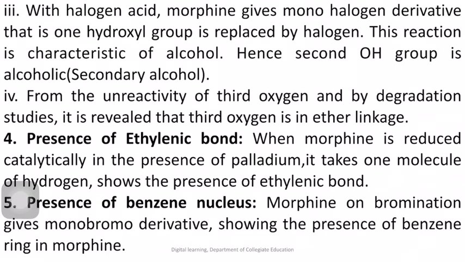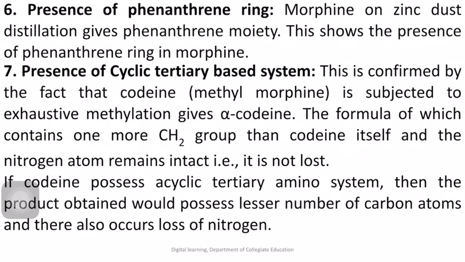Next, presence of ethylenic bond. When morphine is reduced catalytically in the presence of palladium, it takes up one molecule of hydrogen. This shows the presence of an ethylenic bond. Then presence of benzene nucleus. Morphine on bromination gives a monobromo derivative, showing the presence of a benzene ring in morphine. Next, presence of phenanthrene ring. When morphine is subjected to zinc dust distillation, it gives phenanthrene. This indicates that morphine contains a phenanthrene ring in the molecule.